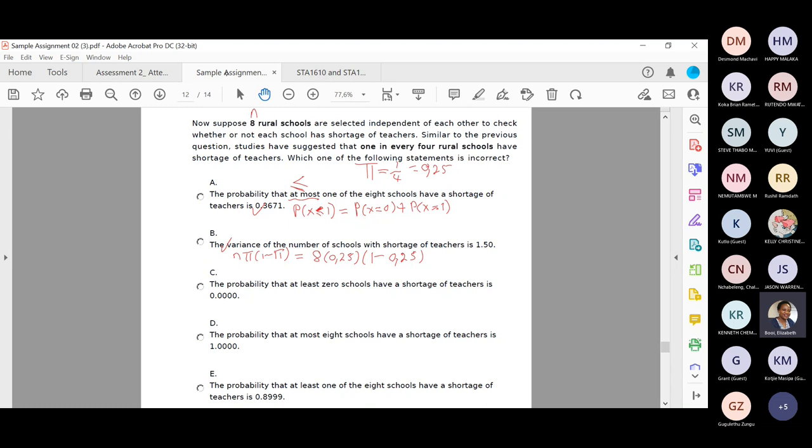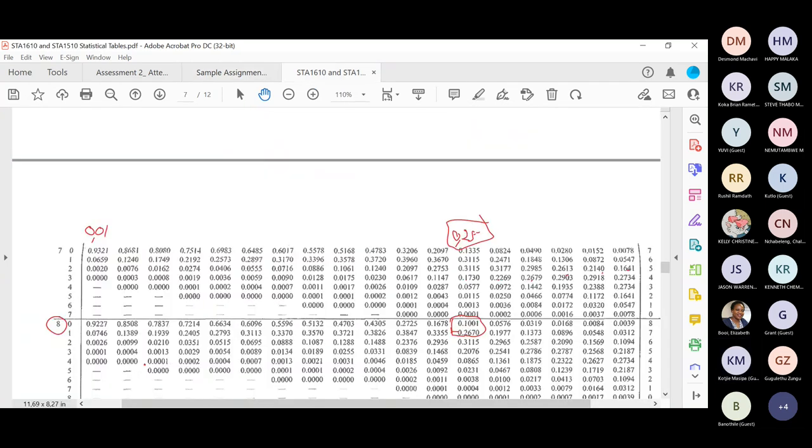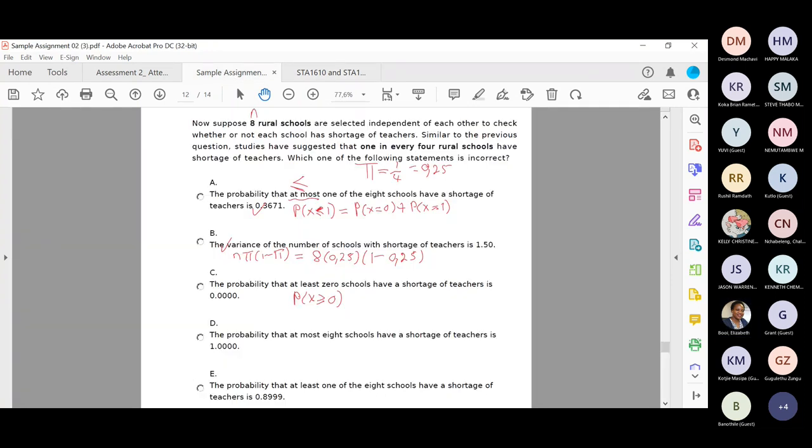What is the probability that at least zero? That is the probability that X is greater than or equals to zero. So at least zero means all of them. The sum of all probabilities is equal to one. Always. So C will be the incorrect one because it says C is zero.